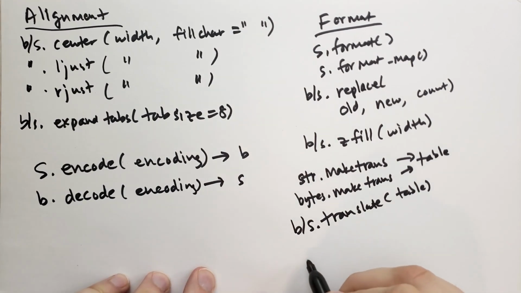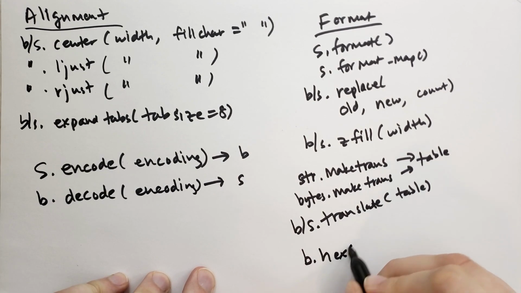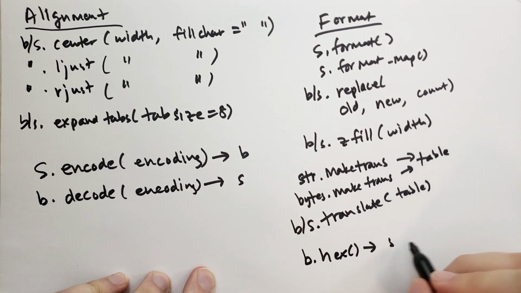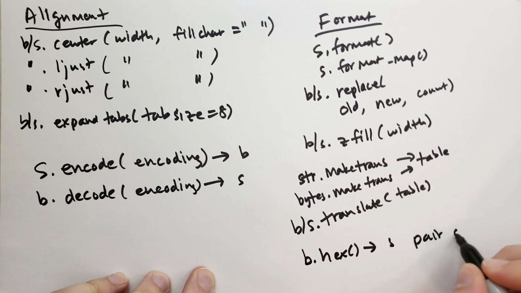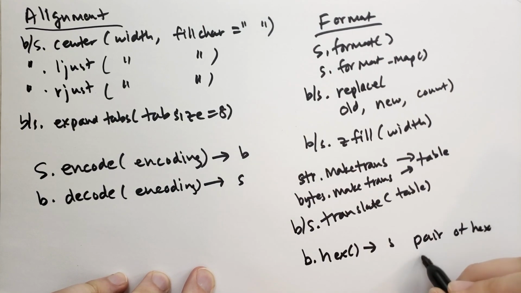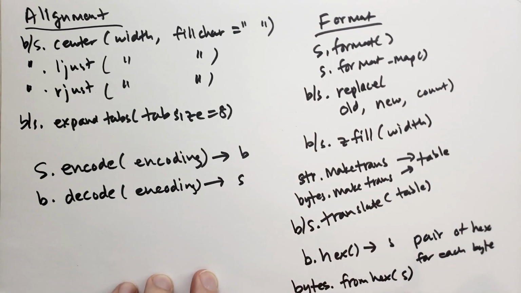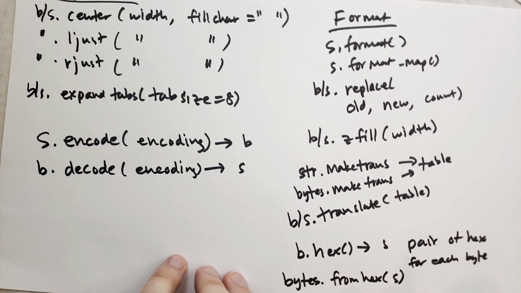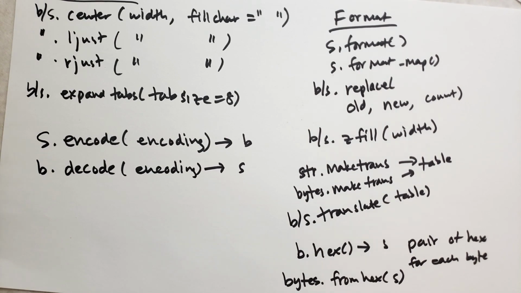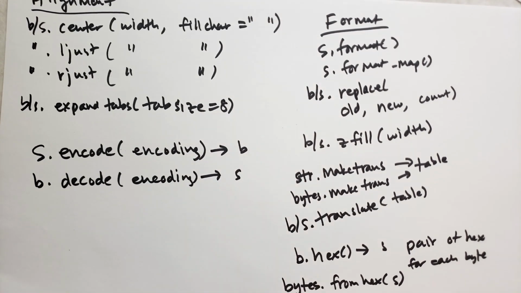And oh, one more thing about bytes is you can do b.hex, and this will return a string that has a pair of hex digits for each byte. And you can also say bytes.fromhex, given some string. If that string is a series of hex digits, you can have white spaces, okay, but if it's a series of hex digits, it'll translate that to a string of bytes. So that's all the methods and all the functions and all the operators I can find that have anything to do with string and bytes.